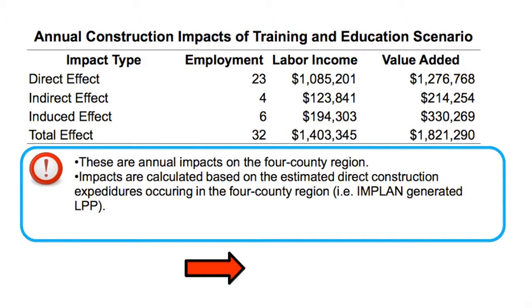On the other hand, training and education scenario, here the impacts tend to be a little lower. Again, it has to do with the type of the construction that will be at that facility. It will be offices, and the infrastructure will be a little different as opposed to, for example, a nuclear power plant. That's why impact is going to be lower. So in terms of employment, 32 jobs. Labor income will be $1.4 million, and the value added will be $1.8 million.